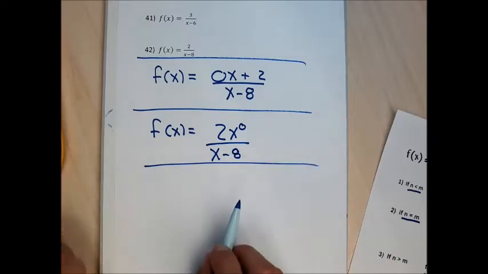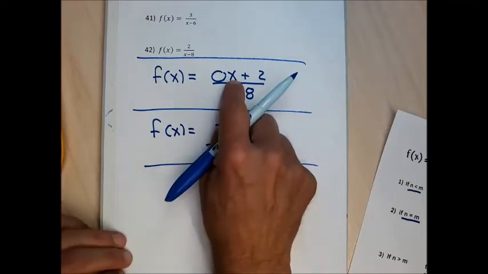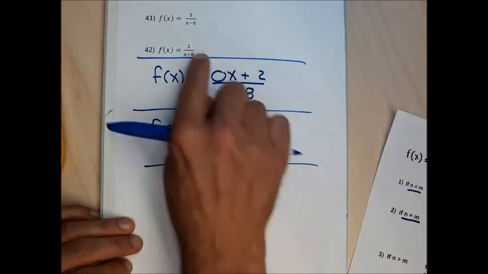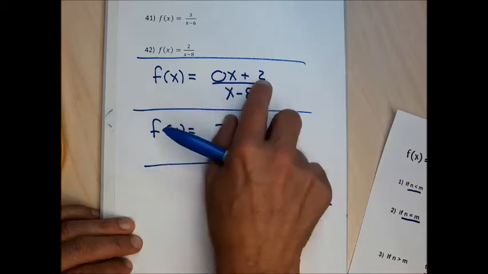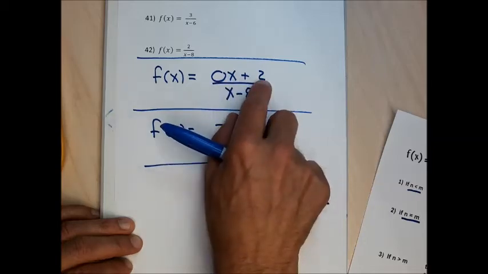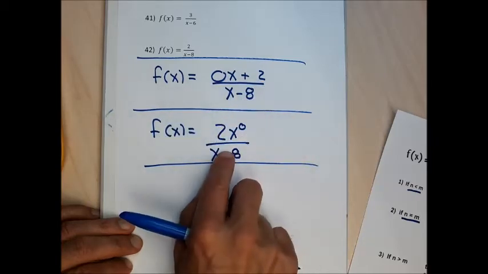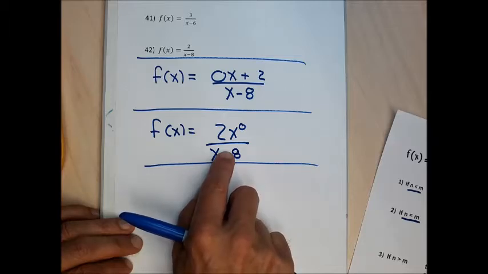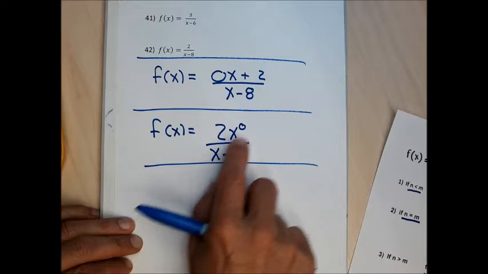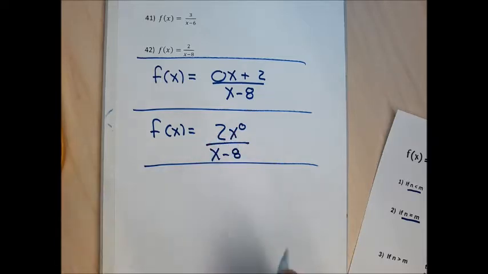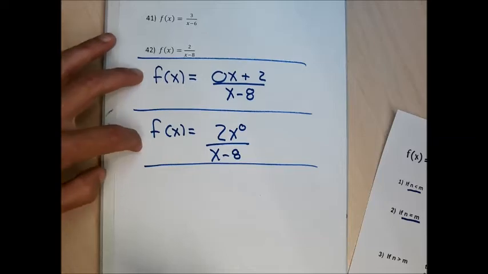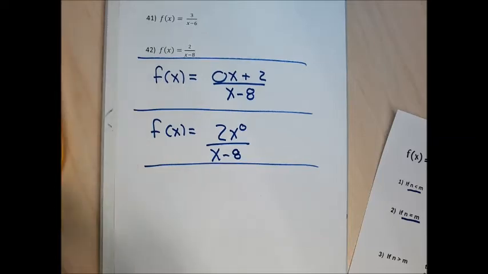You could give it an x term of 0x to the first, and that would simplify to 2 over x minus 8 because 0x is 0, and that would leave me with a 2. Or you can make it 2x to the 0 over x minus 8 when you reimagine the numerator with an x, because x to the 0 is 1. This would mean 2 times 1 over x minus 8, which is 2 over x minus 8. Each one of these would give me the same horizontal asymptote.